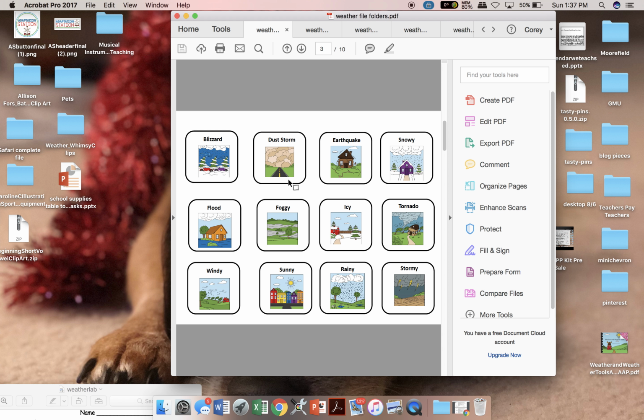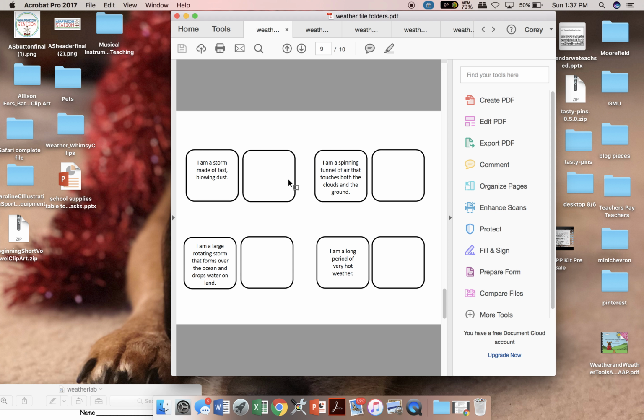There are the file folders. These were in the previous unit, so you might be familiar with them. There are a couple of different versions.